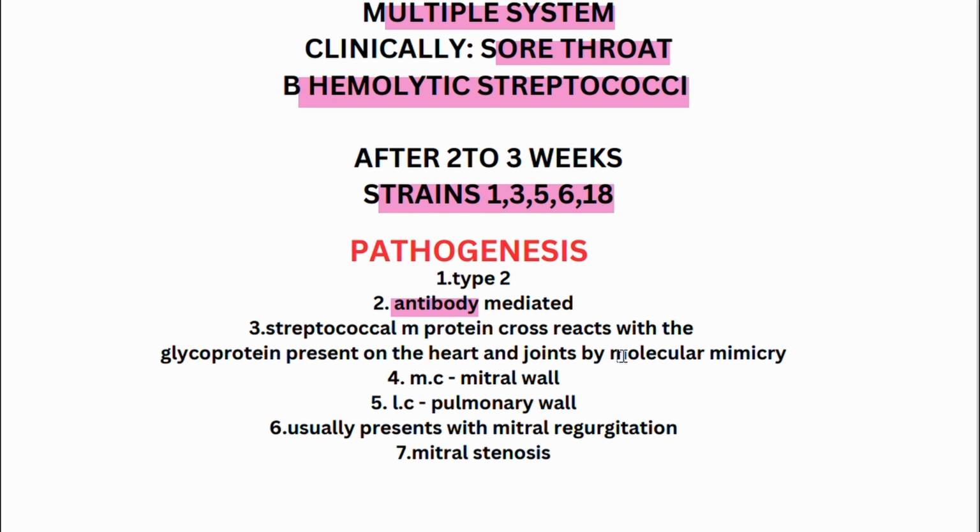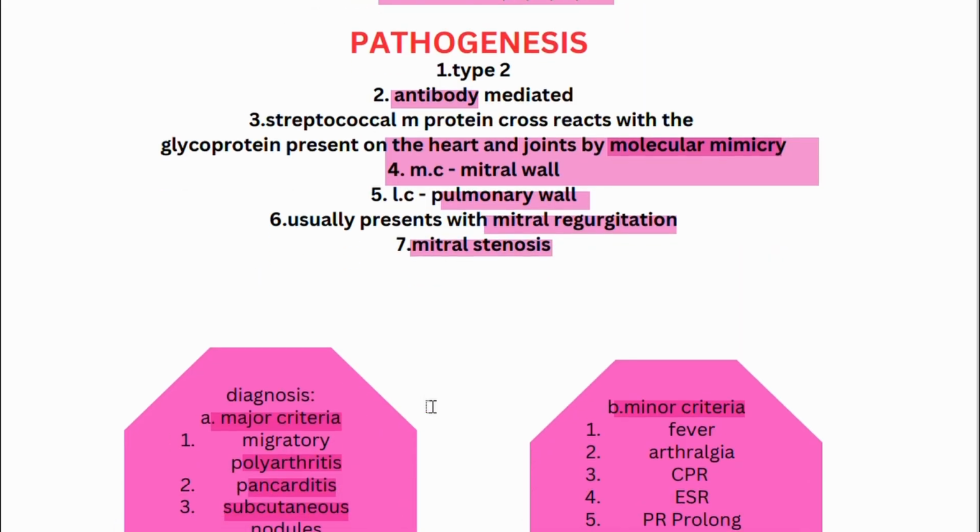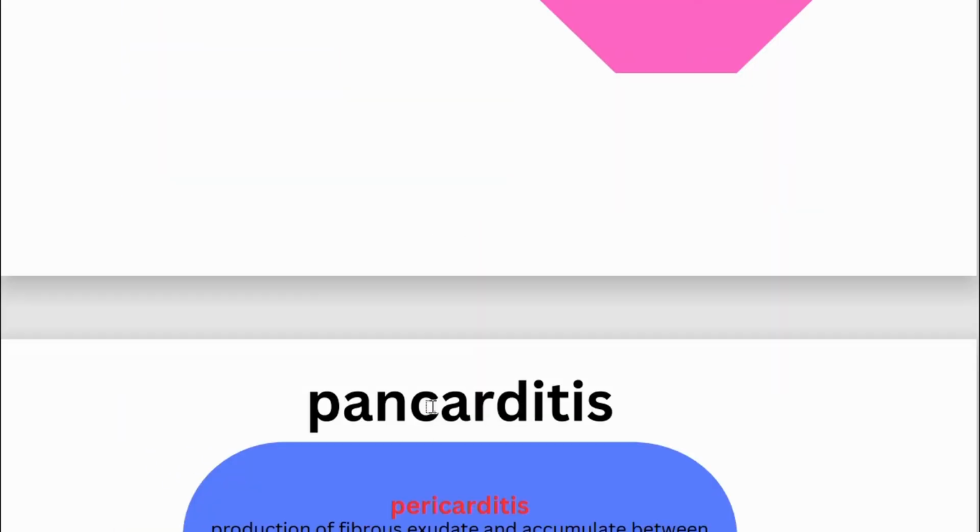And it leads to molecular mimicry. Due to this molecular mimicry, we will get mitral regurgitation and mitral stenosis. The most affected valve is the mitral valve, and the least affected valve is the pulmonary valve. So this is the pathogenesis that you must remember in rheumatic heart disease.